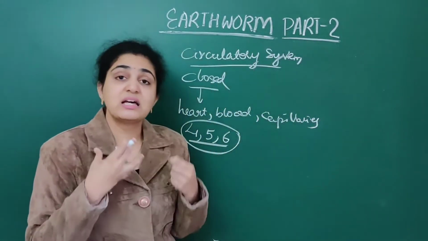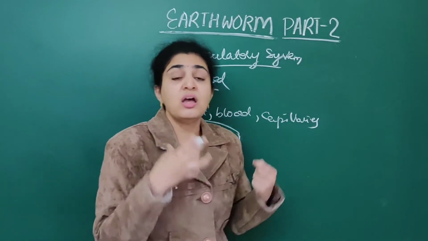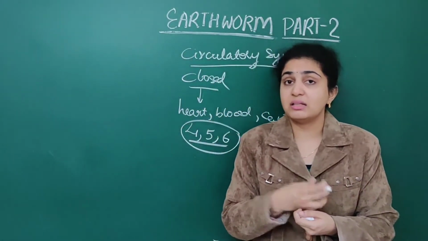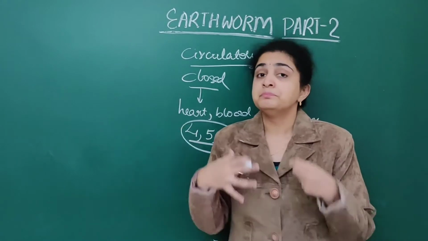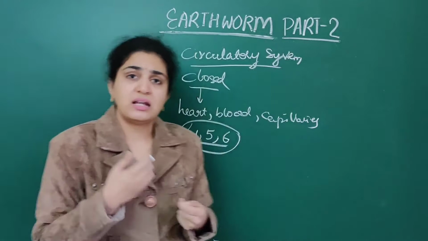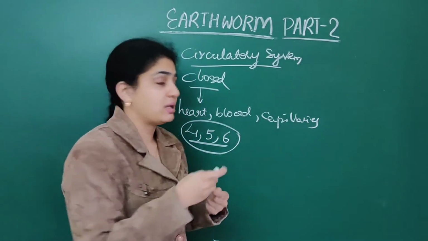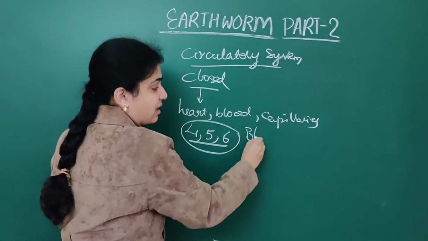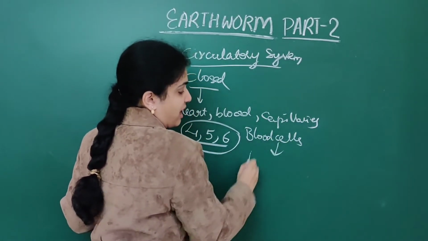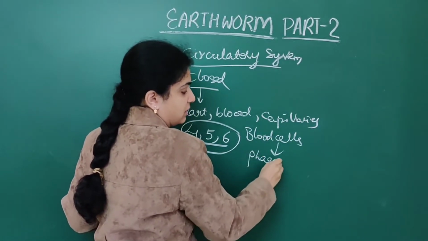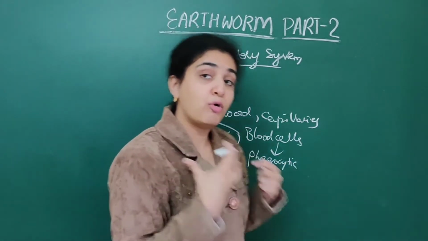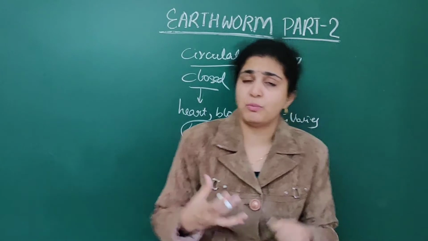And these blood cells are phagocytic in nature. That is, whenever some foreign particles enter their body, they will exhibit phagocytic action. That is, they kill the foreign particles. So the blood cells are phagocytic in nature in earthworm. As well as these blood cells, hemoglobin is also present in earthworm.